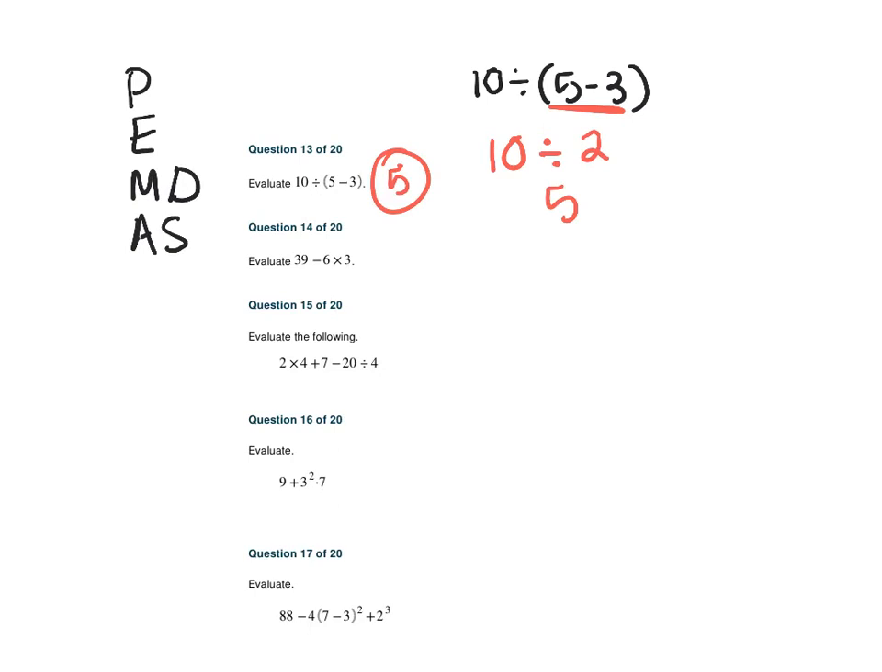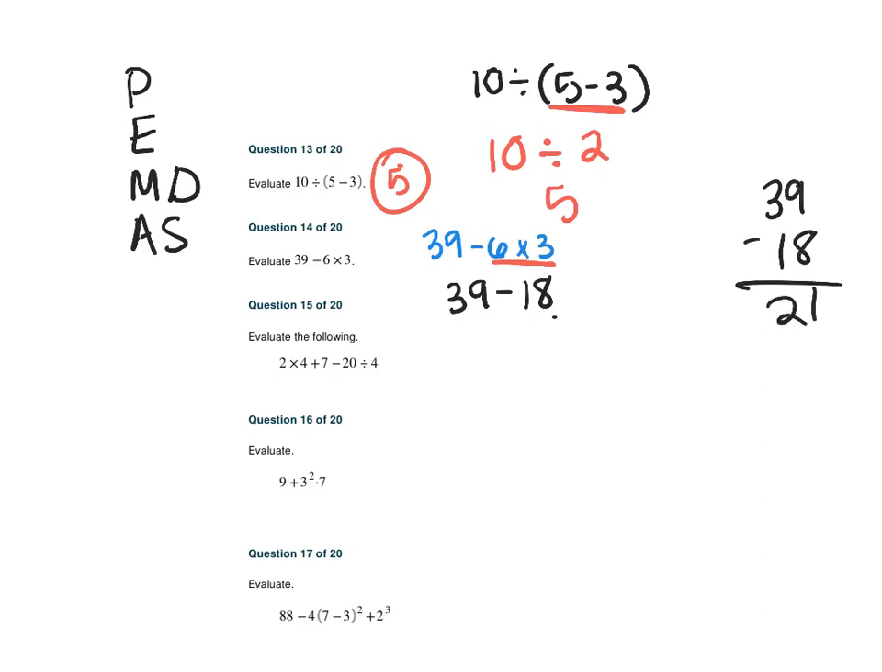I'm going to do the same thing for 14. 39 minus 6 times 3. I'm going to ask myself, are there any parentheses? No. Any exponents? No. Any multiplication or division? Yes. Which comes first from left to right is my multiplication, 6 times 3. So I have 39 minus 18, just substituting 18 for 6 times 3. And then now I just do my subtraction, 39 minus 18, which leaves me with 21 as a final answer.